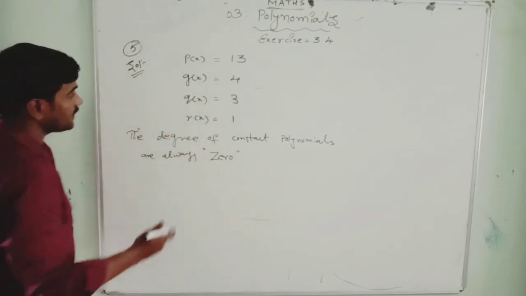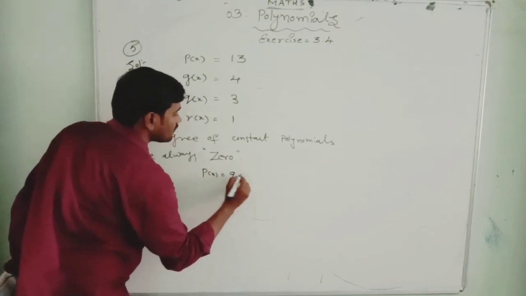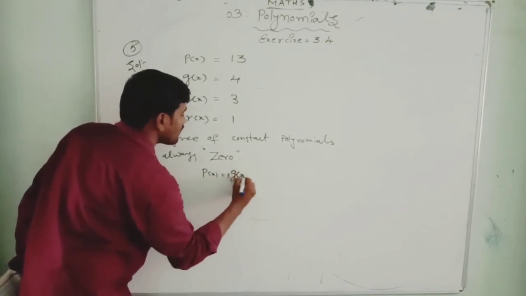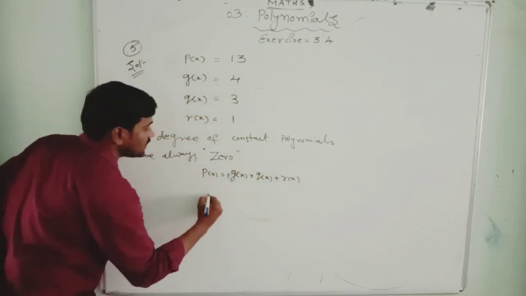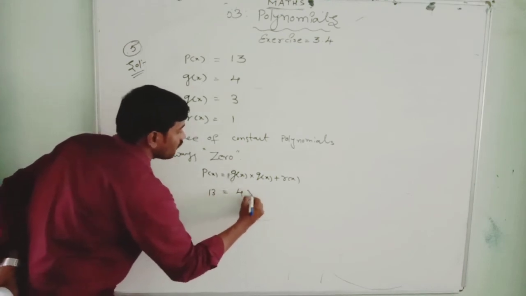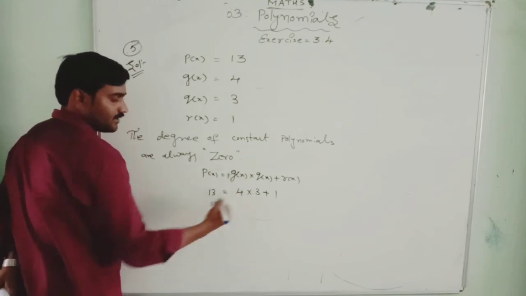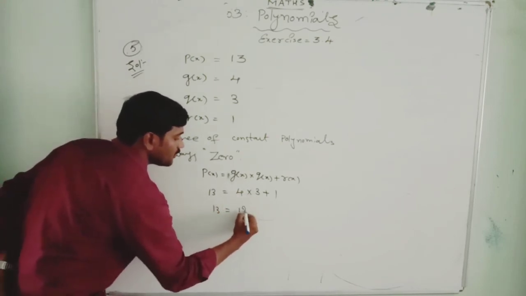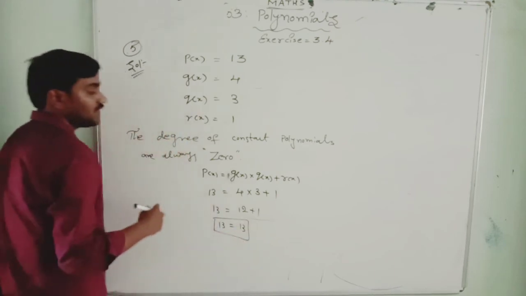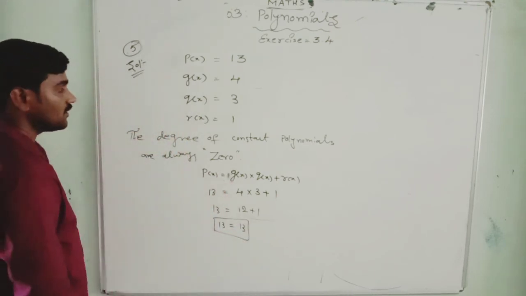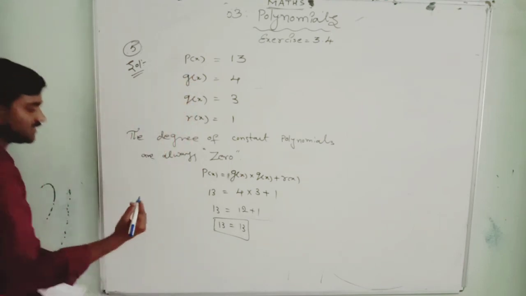Now let us see. Here p of x equals g of x into q of x plus r of x. It is satisfied. See, 13 equals 4 into 3, which is 12, plus remainder 1. 13 equals 12 plus 1, so 13 equals 13. It is satisfied, the division algorithm. The given constant polynomials satisfy the division algorithm.